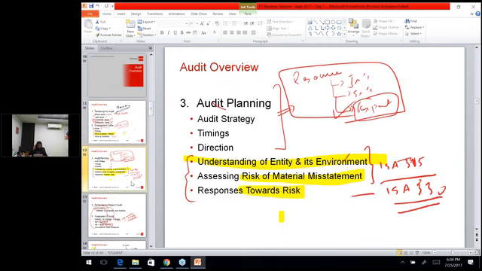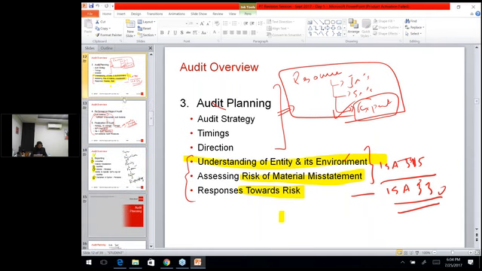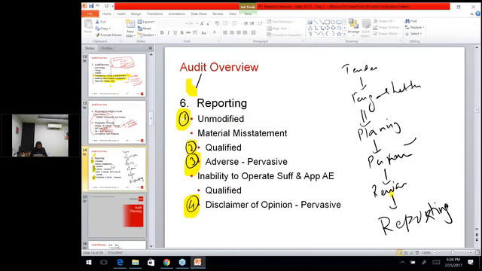Once the engagement letter is signed, we go to the planning stage of the audit, which requires us to develop an audit strategy. We should decide the overall direction that the audit would follow, and we understand the entity, we assess the risk of material misstatement, and then we develop the responses to the risk.